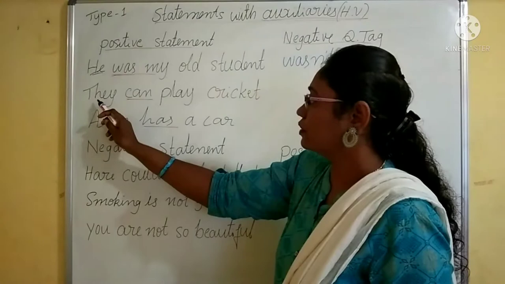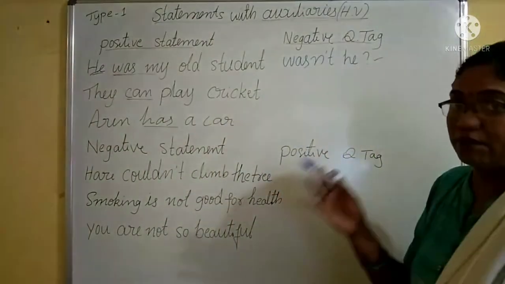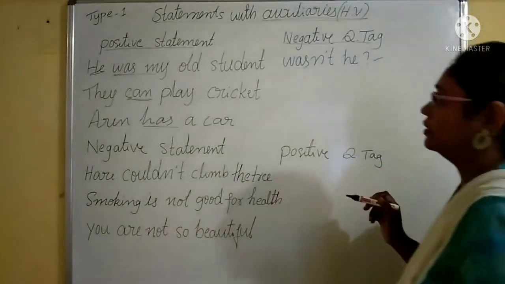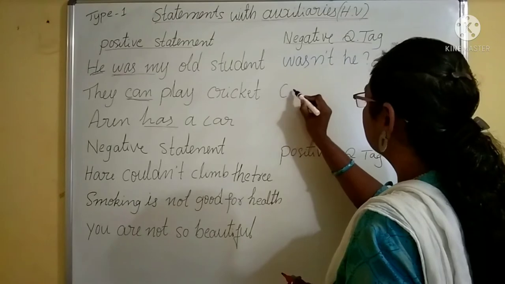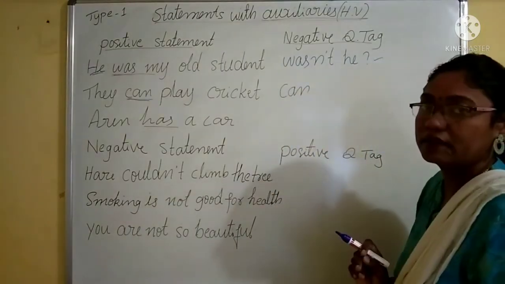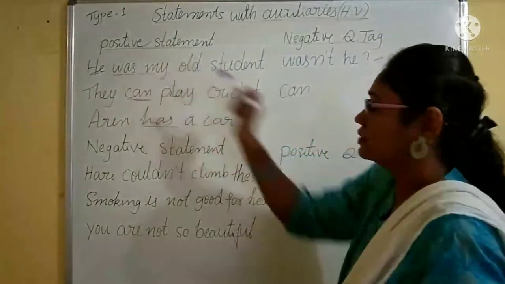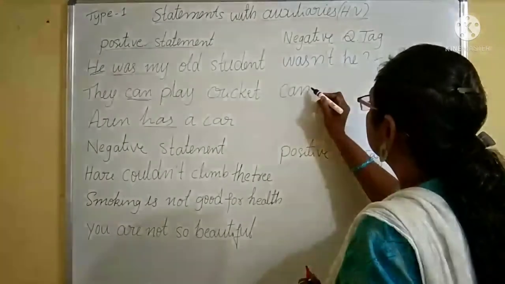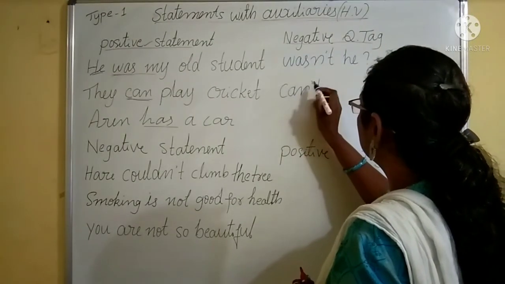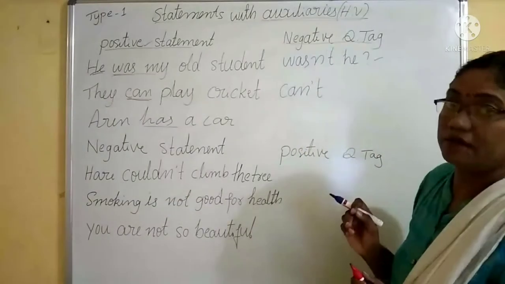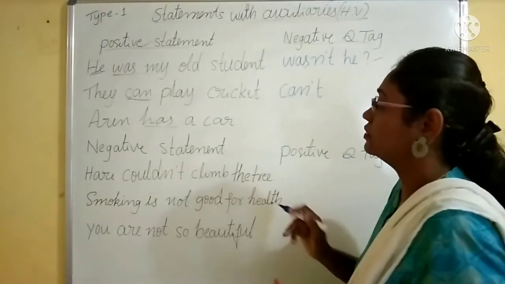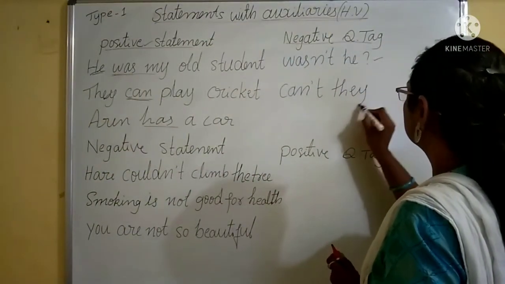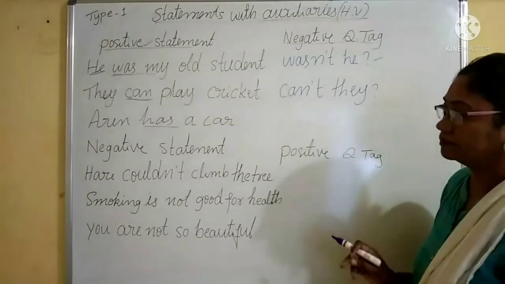Next, in case of this, they can play cricket. What is the helping verb here? Can. Can is the helping verb. Now let's start. You write can, and this is a positive sentence, so we need to add a negative word to make a negative question tag. We can write can't because we have to use only the contracted form. So, can't, then you write the subject as it is. Question mark. Over.